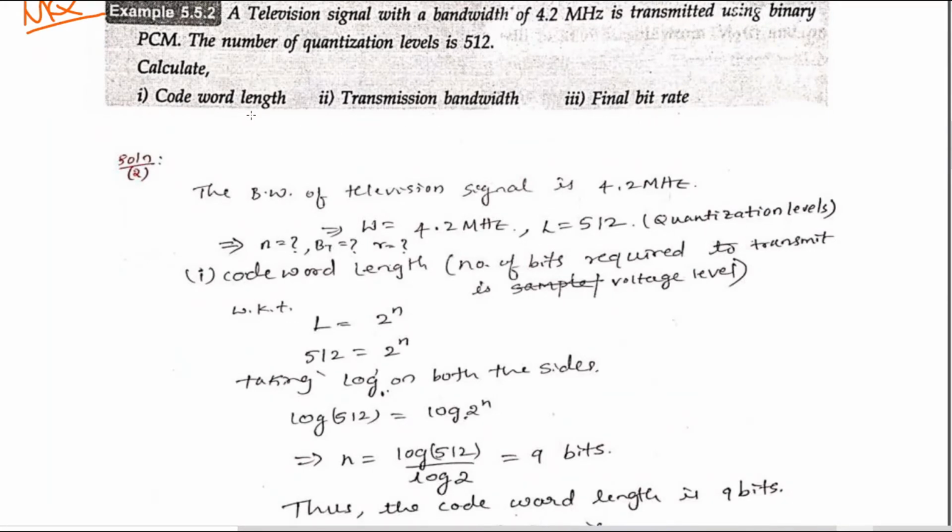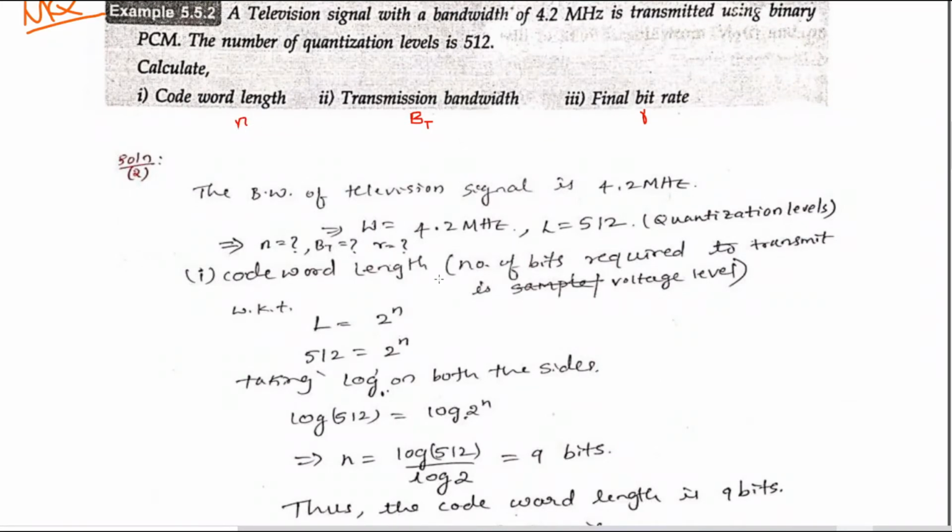So what is code word length? Code word length is nothing but the number of bits required to transmit each voltage level. So that is n. We need to calculate N. Transmission bandwidth means Bt, and final bit rate is nothing but signaling rate, which is R. We need to calculate R, Bt, and N.